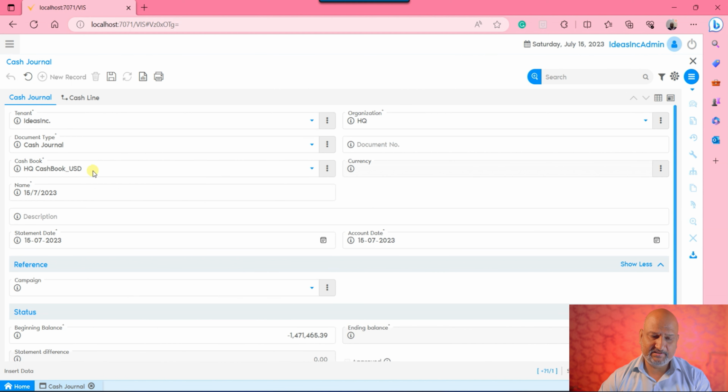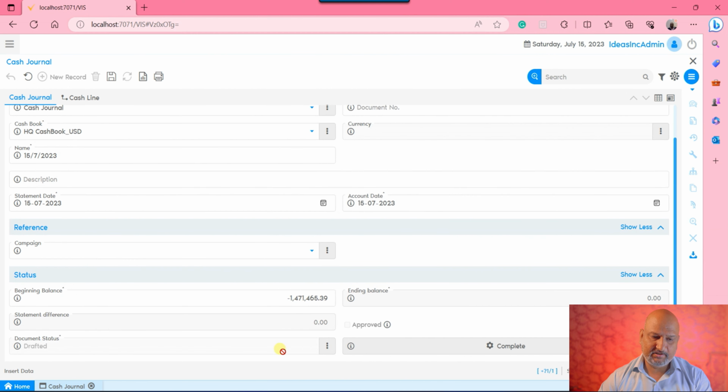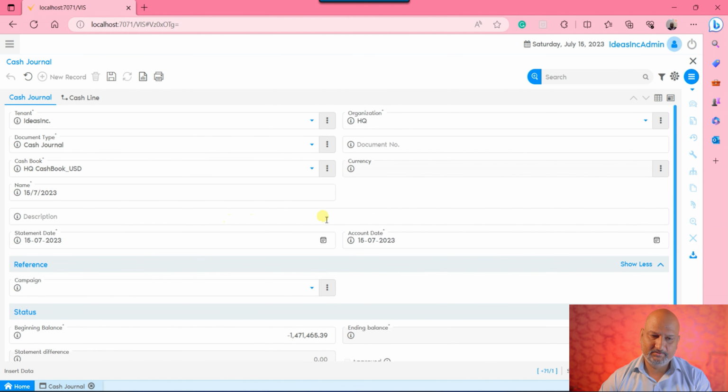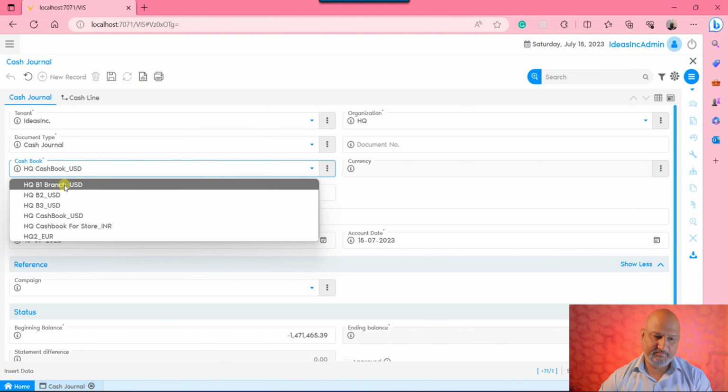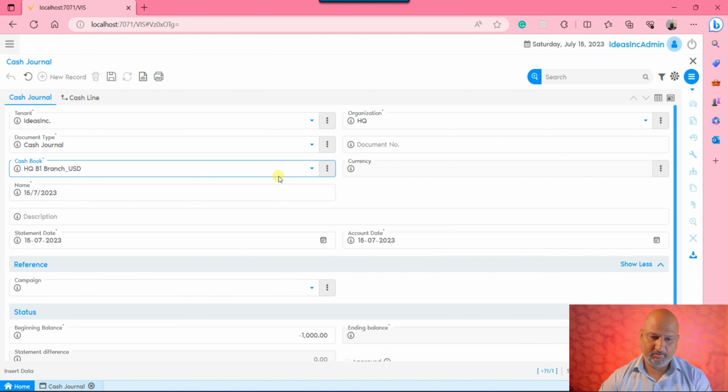As a result of my selection of the HQ, I would get the beginning balance. At the moment my beginning balance is not correct, and the system will not allow me to save or process a record if my ending balance is in negative figures, since the cash can never be on the negative side, right? So I would say HQ branch B1. Presently in my system it is most of the time negative since I used to do certain things anyhow, but in your system it would not be.